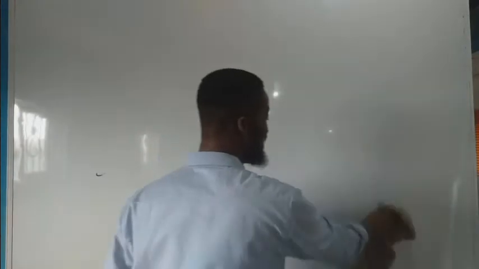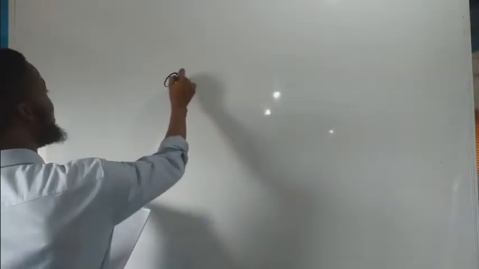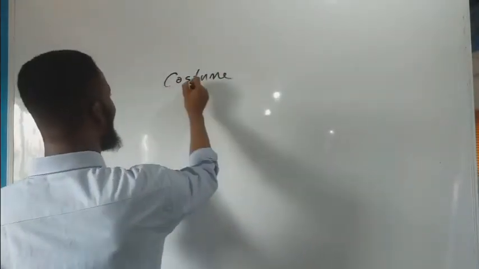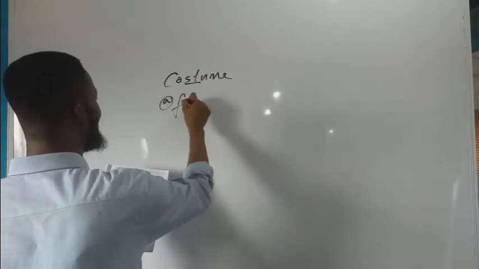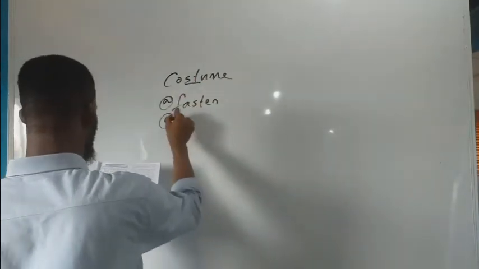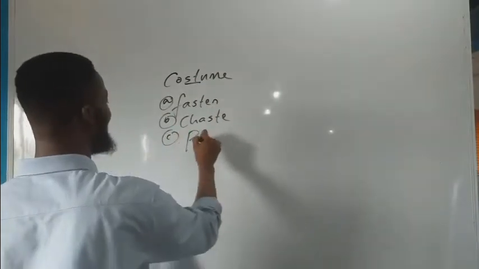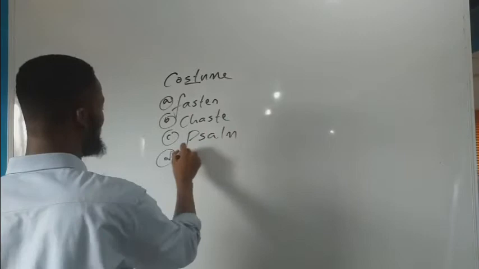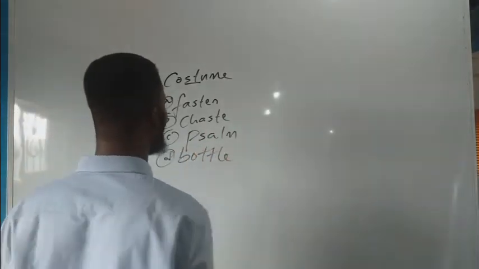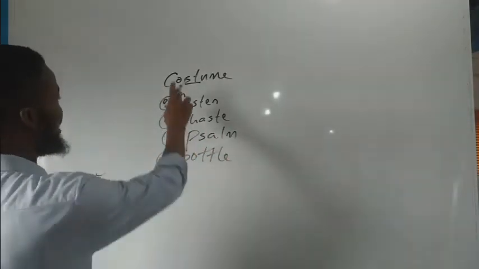Let's look at 2 more examples so we understand well when we see T, how to function well. We have the C-O-S-T-U-M-E. And the ST is underlined. Option A, we have F-A-S-T-E-N. Option B, we have C-H-A-S-T-E. Option C, we have P-S-A-L-M. And option D, we have B-O-T-T-L-E. We're looking for the ST together.